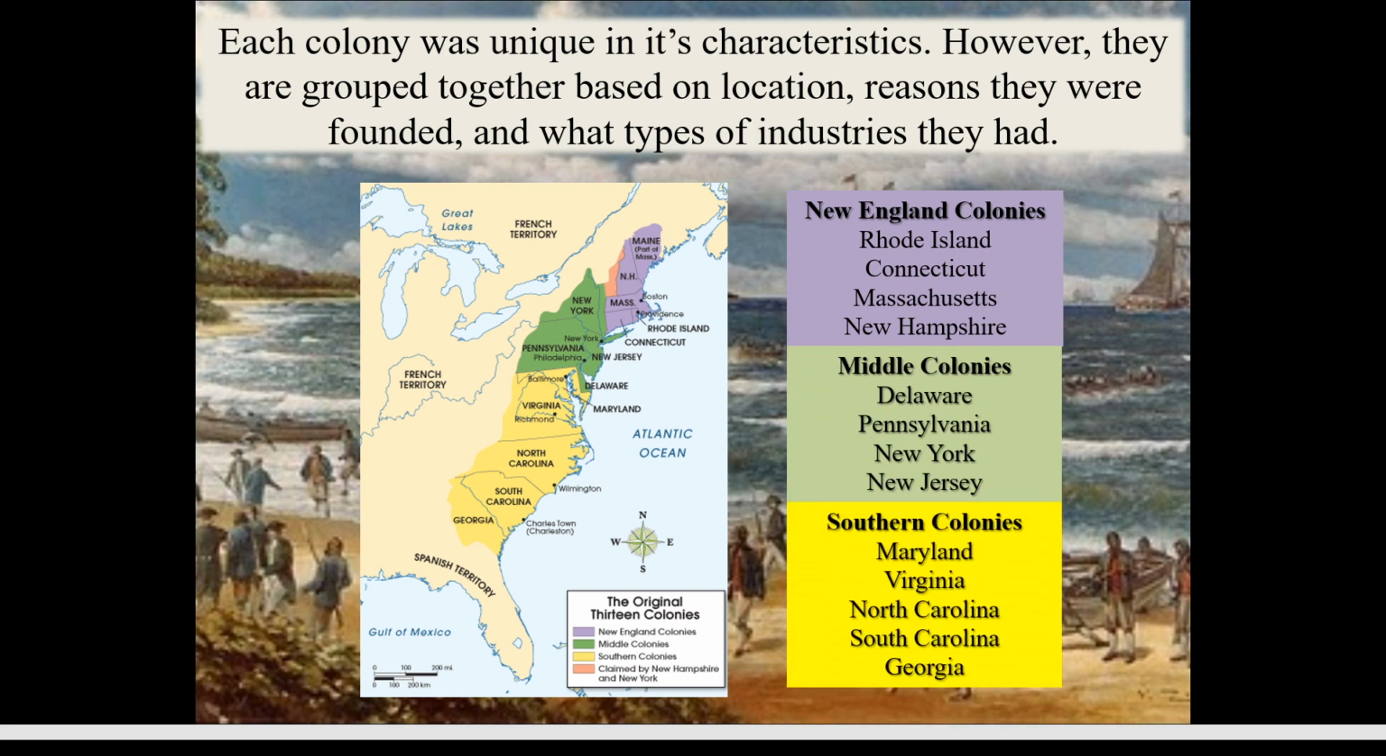So here are the three major colonies. We have the New England colony, the Middle colony, and the Southern colony. So New England colonies is comprised of Rhode Island, Connecticut, Massachusetts, and New Hampshire. Middle colony was comprised of Delaware, Pennsylvania, New York, and New Jersey. The southern colonies were comprised of Maryland, Virginia, North Carolina, South Carolina, and Georgia.